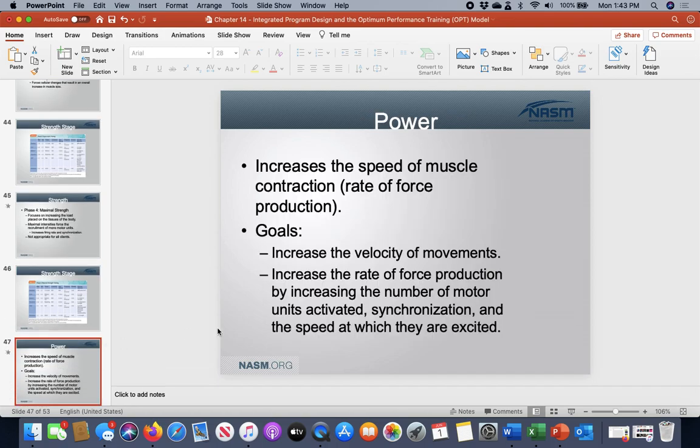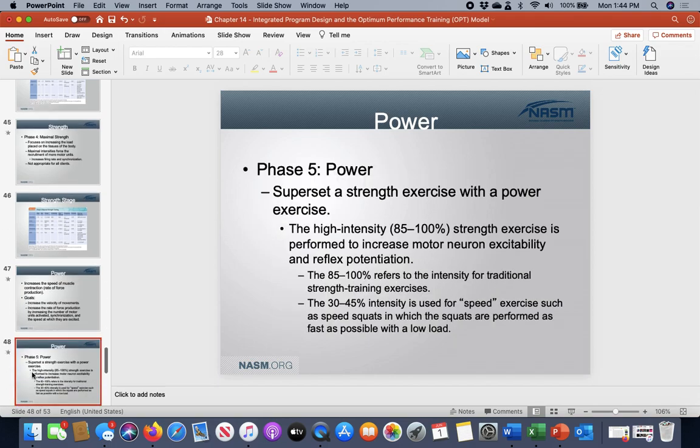Power, again, trying to get more speed of muscle contraction, or what we would call rate of force production. Okay, we're trying to increase the speed of our movement or the velocity of our movement. We're trying to increase rate of force production. What are we trying to do? Number of motor units activated. We're trying to sync them up better, and then we're trying to speed them up as they become excited. Okay, that's what, and everything needs to work coordinated, efficiently, effectively, and with high demand and optimal technique.